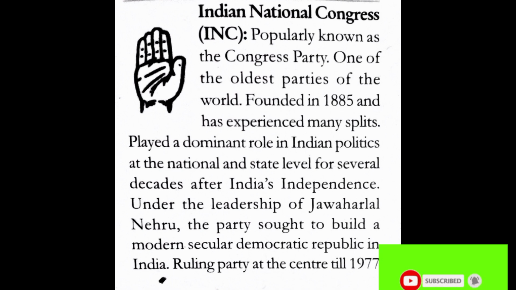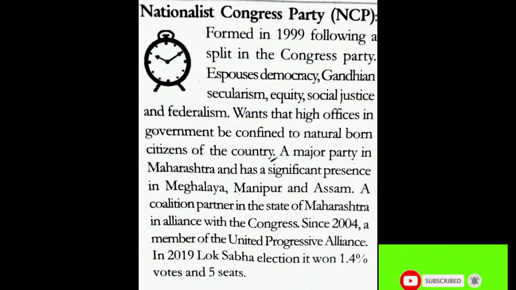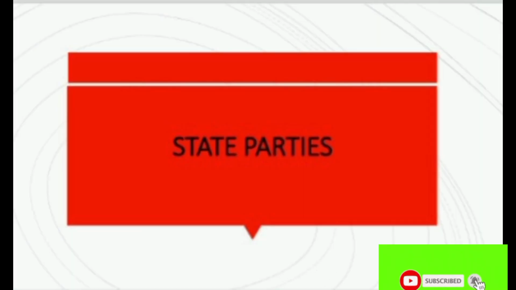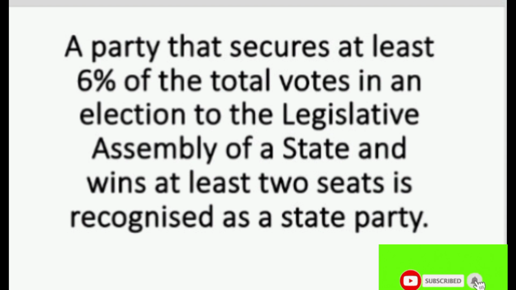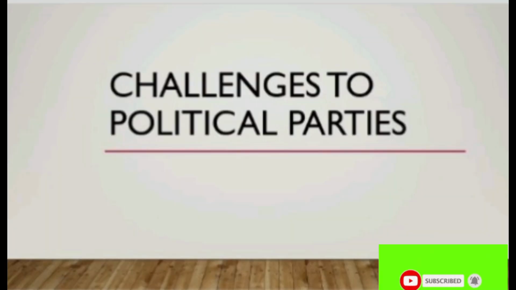Next, Nationalist Congress Party (NCP), formed in 1999 following a split in the Congress Party, espouses democracy, Gandhian secularism, equity, social justice, and federalism. Next, we can see the State Party. A party that secures at least 6% of the total votes in an election to the Legislative Assembly of a state and wins at least 2 seats is recognized as a state party. Next, we can see challenges to political parties.